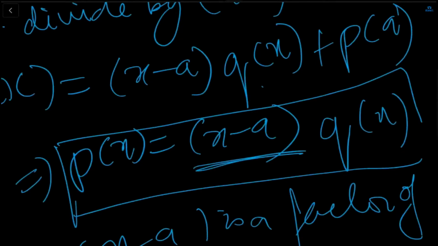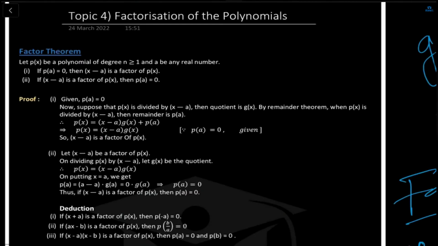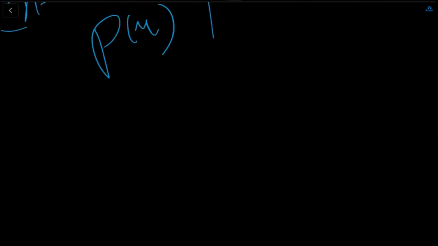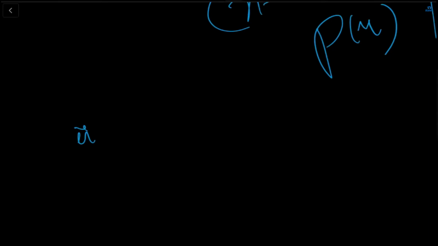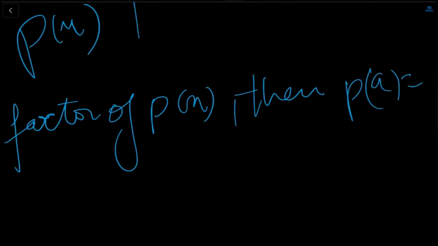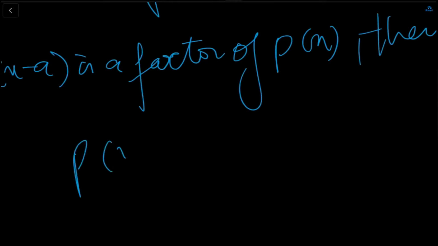Understood? Now let's see the second part. What does the second part say? That is the opposite. If x minus a is a factor of p(x), then p(a) is equal to 0. Now how can you say that? We'll see the second part just below this. If x minus a is a factor of p(x), then from here only, p(x) is equal to (x minus a) g(x).